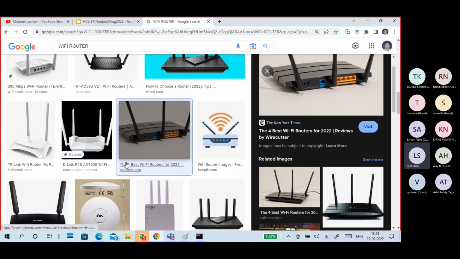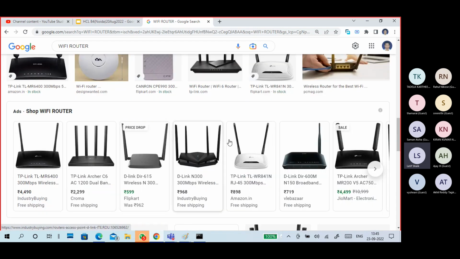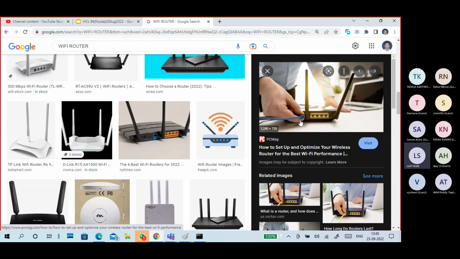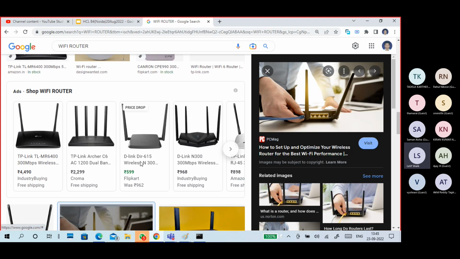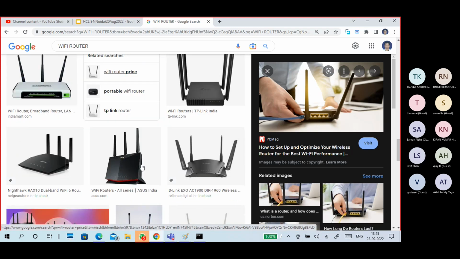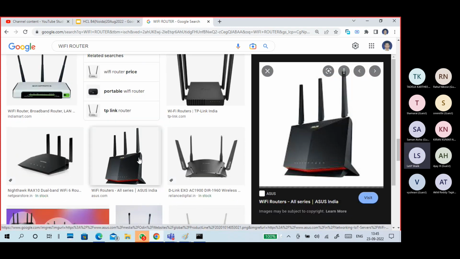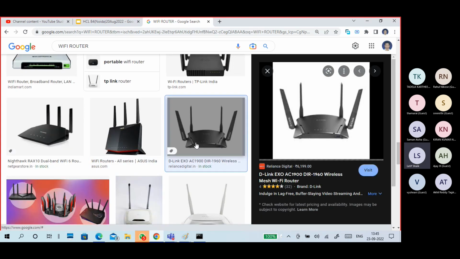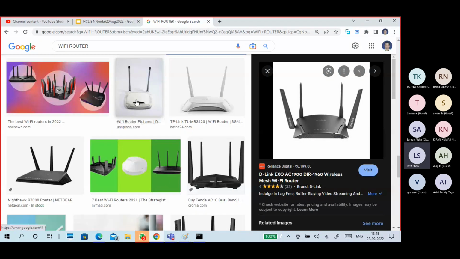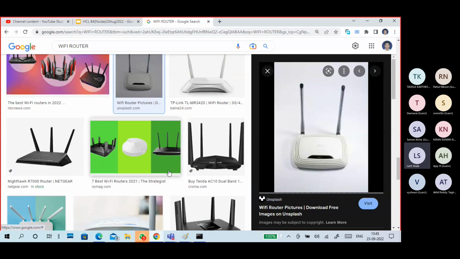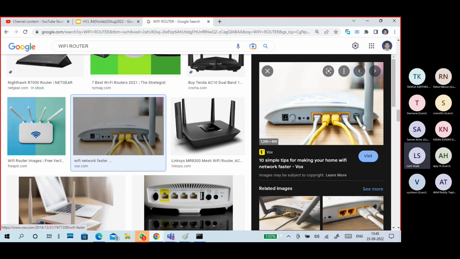Some routers have RJ45 connectivity, WAN connectivity. Some are based on internet like BSNL, Airtel. They use telephone cables, so RJ11 cables are also there. These are the Wi-Fi routers we are using nowadays to connect to the internet. It contains this RJ11 cable for the telephone cable.